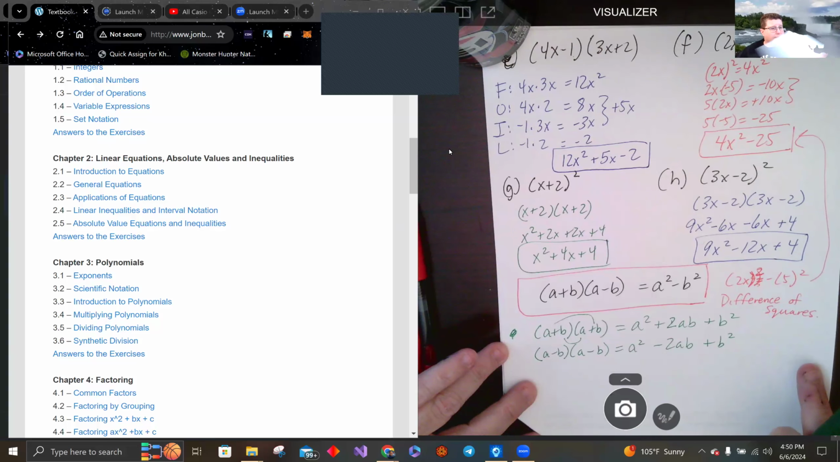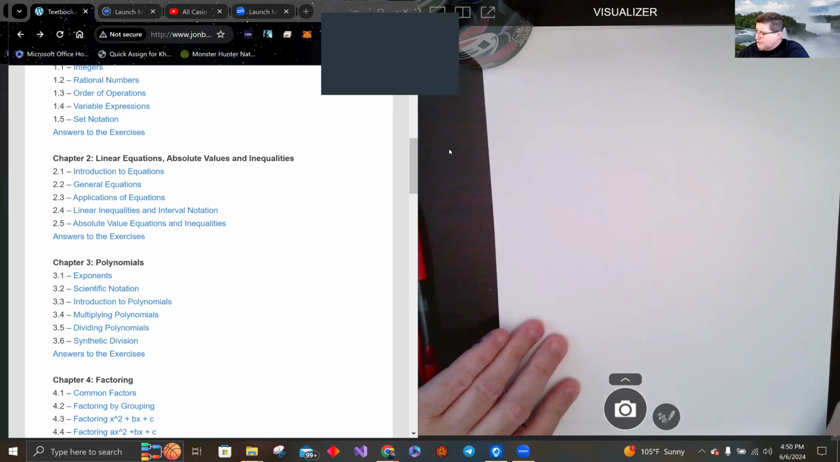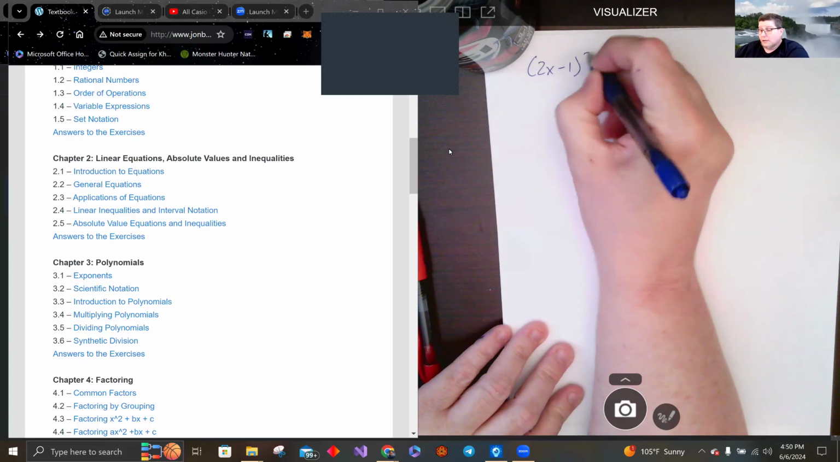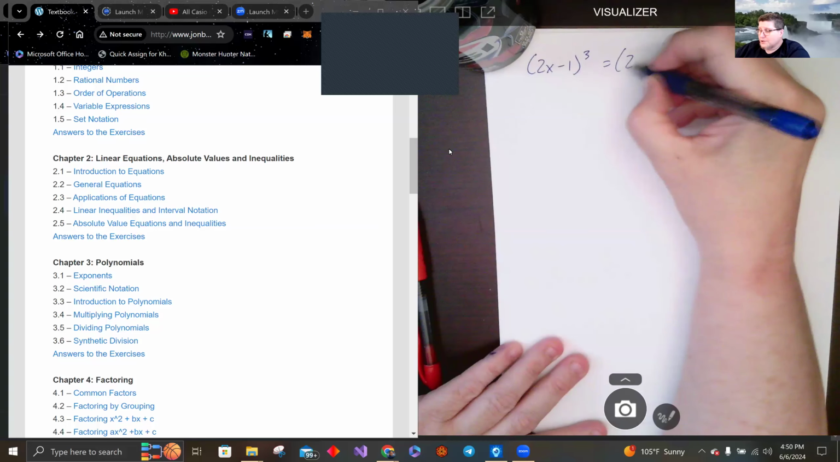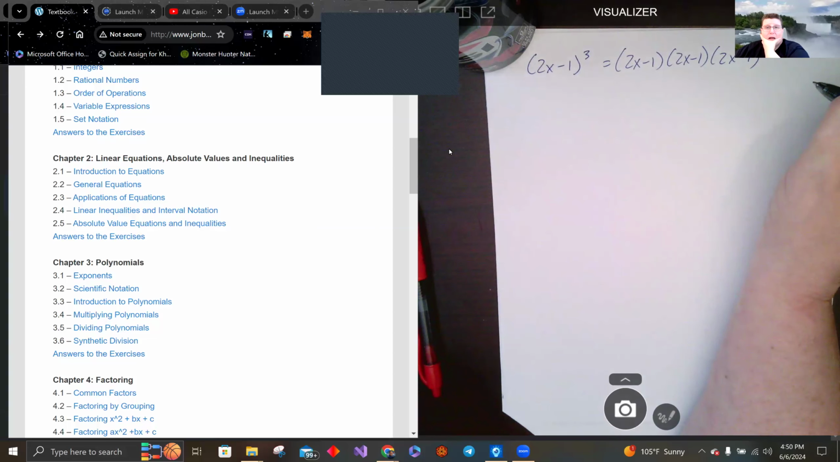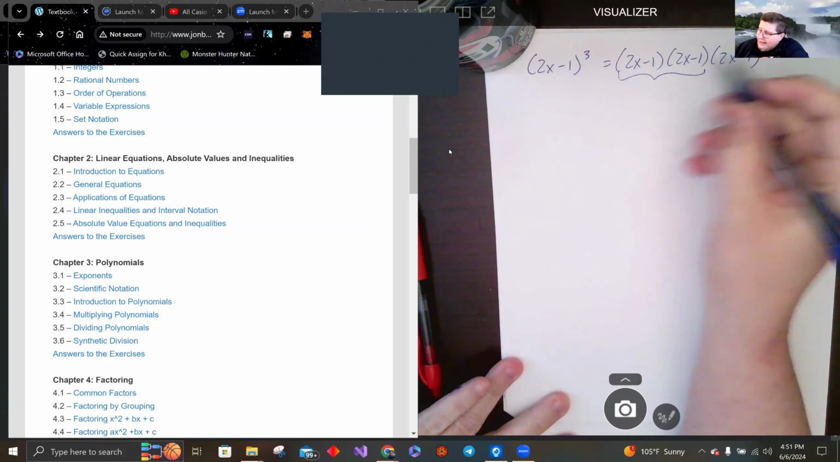Let's do a big one now. Let's do 2x minus 1 cubed, which is 2x minus 1 times 2x minus 1 times 2x minus 1. There's a shortcut, but you have to memorize a whole nother thing to do it. And it's better just to practice writing it out, multiplying everything out. So we're going to start off multiplying those two. I'll leave that one alone.